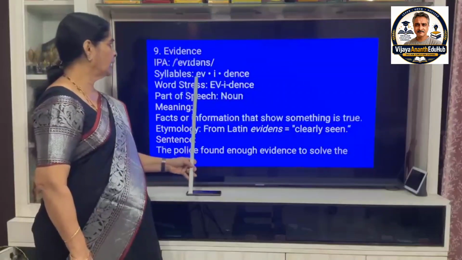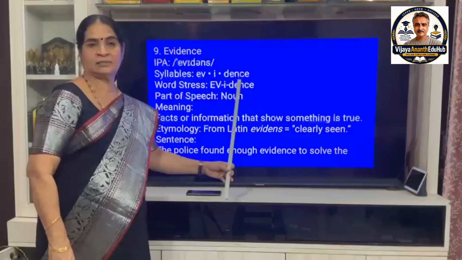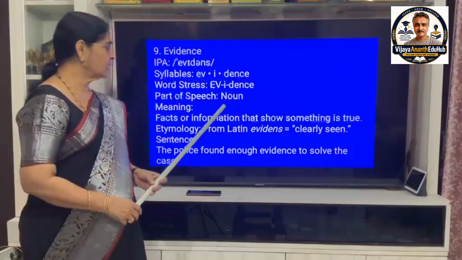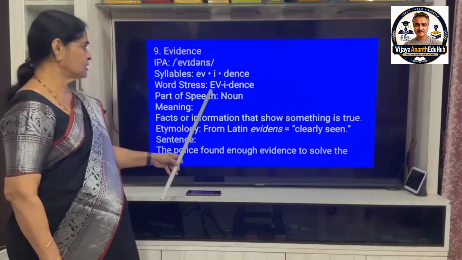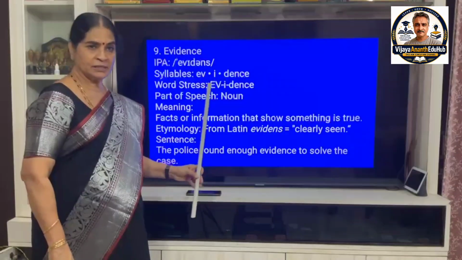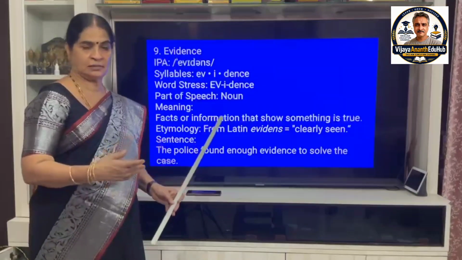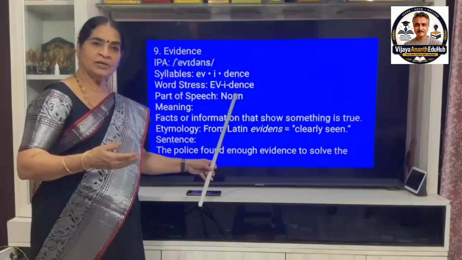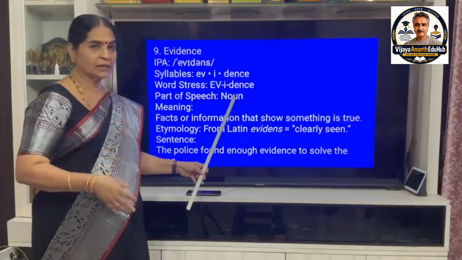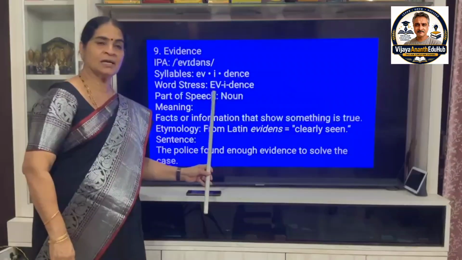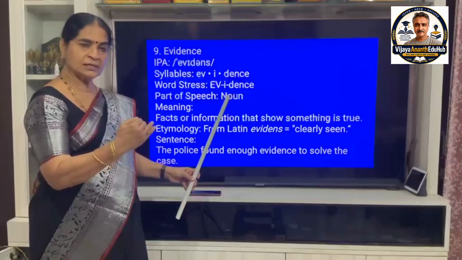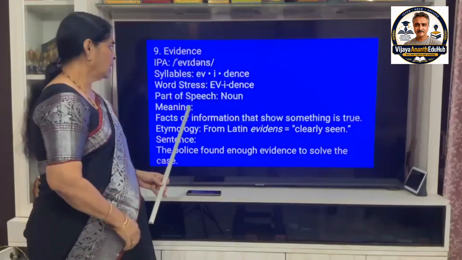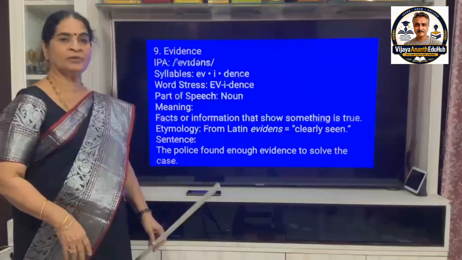Syllables. Evidence, a three syllabic word, three syllables are there. First syllable is stressed. Evidence. If the second syllable were stressed, we would pronounce it differently, but not like that. First syllable should be stressed. Second syllable should be in a lower pitch. And evidence is a noun.